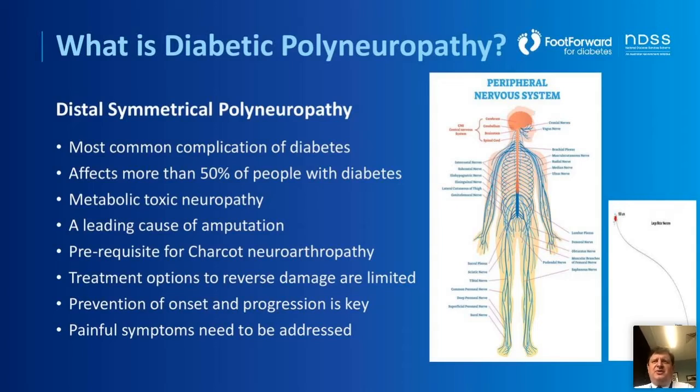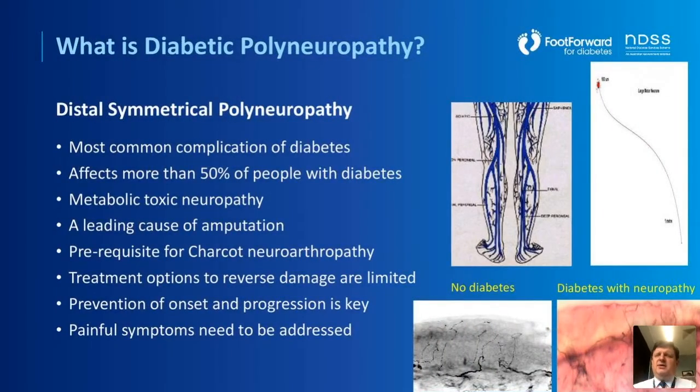Now, treatment options, once it's established, we really are trying to palliate and prevent adverse outcomes of ulceration and infection, etc. We actually don't have medical interventions that can reverse the damage. However, we have good evidence that we can prevent the onset and progression of this condition. And when we look at the different subtypes as well, we'll need to consider the painful type, which can be very disabling for some people.